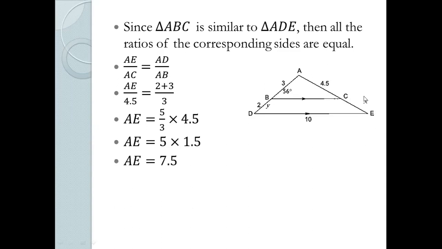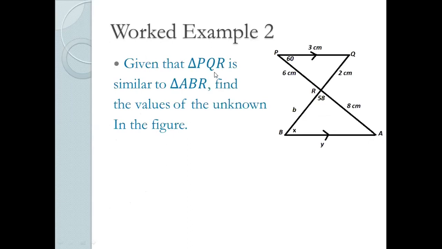We have to find x only. This can be found by subtracting 4.5 from 7.5, which is the total length AE. Now, when we subtract, we will have x equals 3. Look at the second example. Given that triangle PQR is similar to triangle ABR, find the values of the unknowns in the figure.